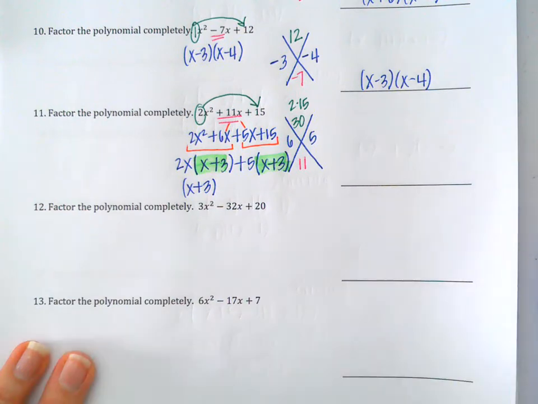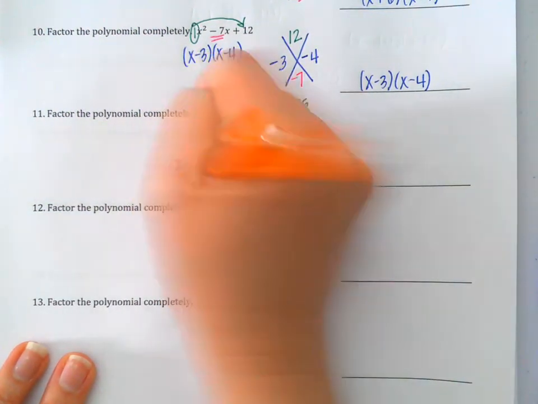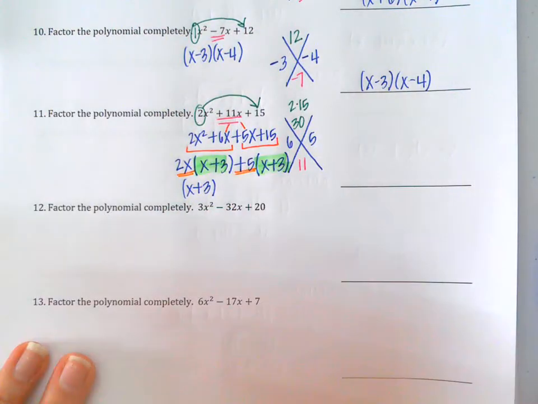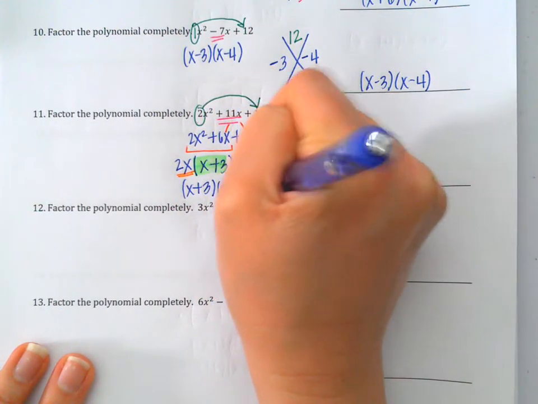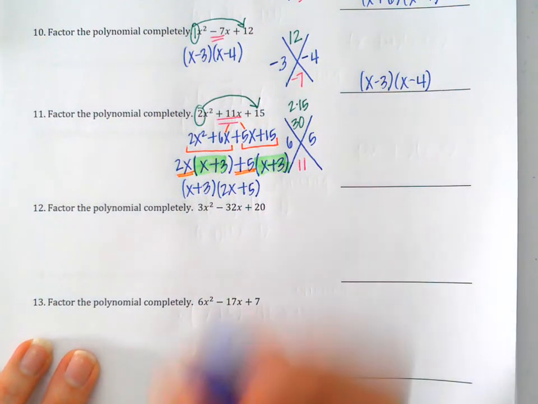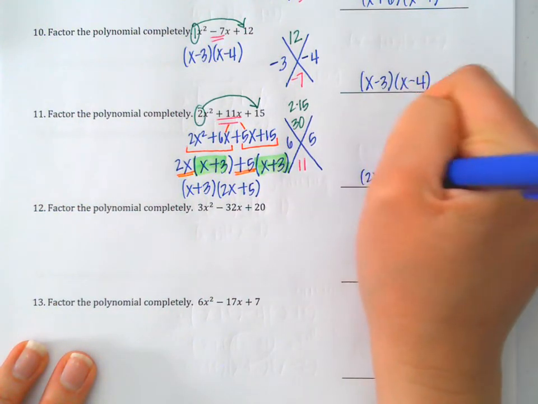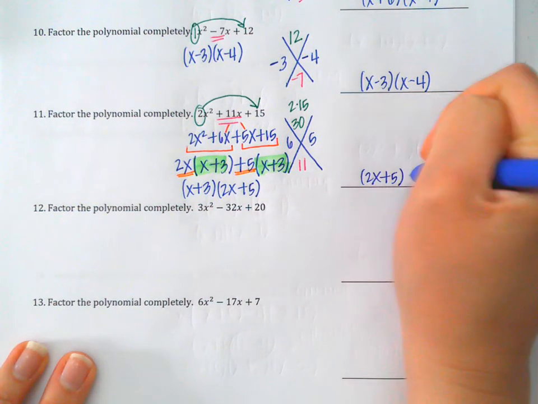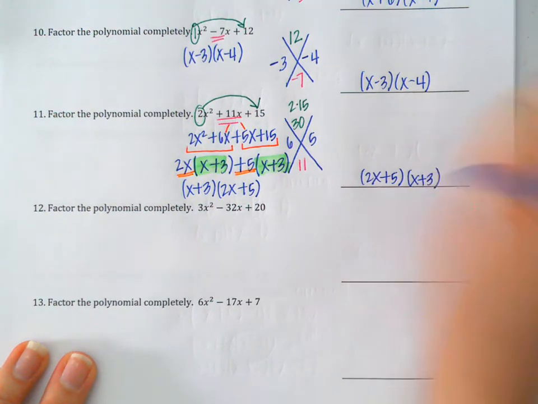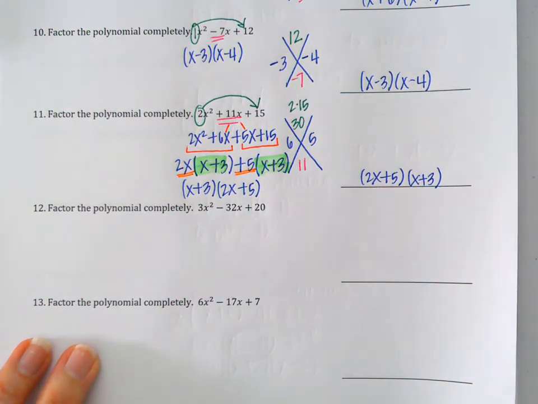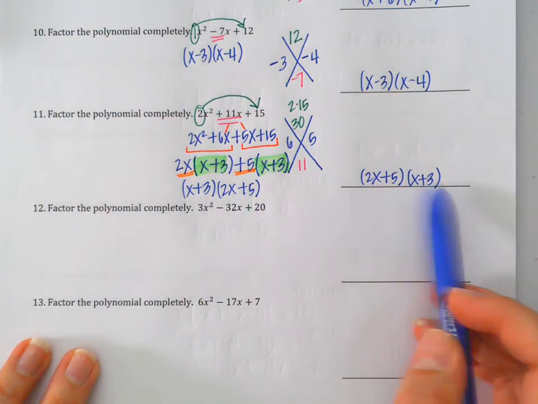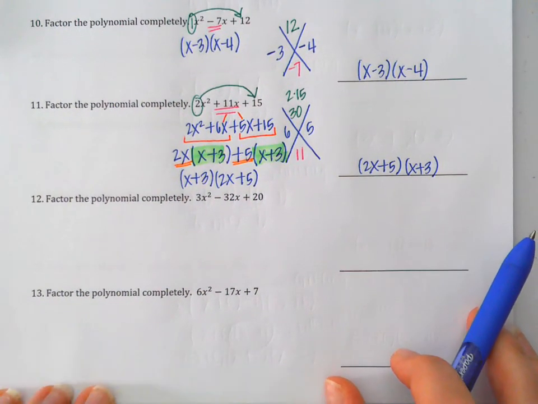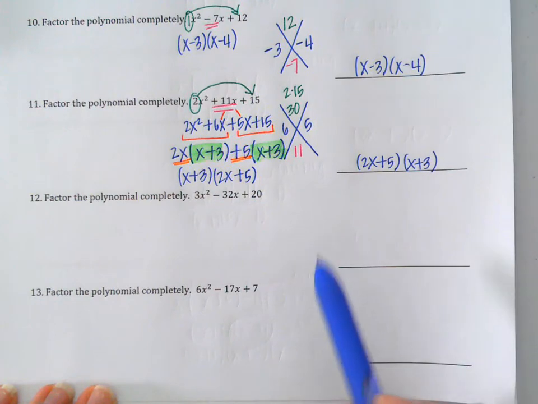And then what's left? What's left is 2x plus 5, and that's my final answer. You can write it in any order; whatever order you choose is fine. x plus 3 times 2x plus 5, or 2x plus 5 times x plus 3, is fine. And that goes for all of these.